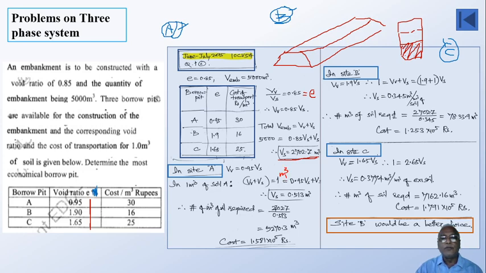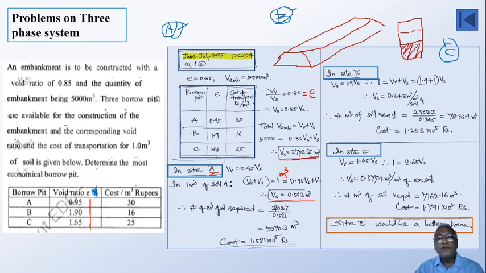The total soil that has to be brought from site A, if it is 1 meter cube, will consist of solids as well as voids. Now how much of solids will it be bringing? Let's see. Because of this relation, I can write Vv as 0.95 Vs, and Vs can be calculated. Ultimately I will be bringing 0.513 meter cube of solids when I bring 1 meter cube of soil from site A.